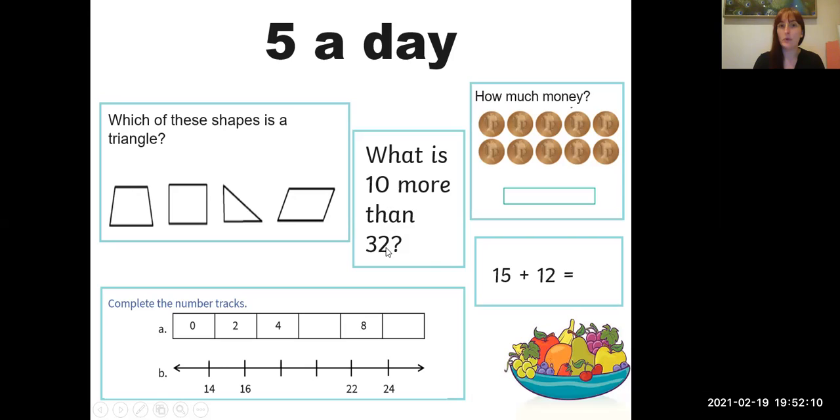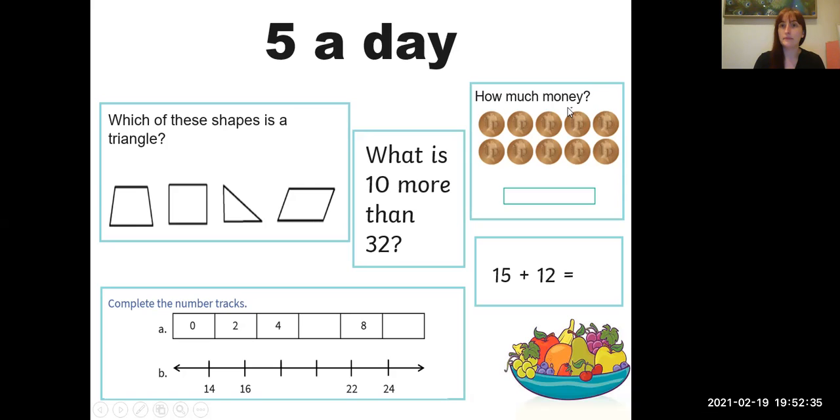What is 10 more than 32? We did one similar to this the other day, didn't we? We've already got 3 10s and 2 1s. We don't need to worry about the 1s so much. They're going to stay the same. We're going to add another 10. So 3 10s and another 10. So 32, 42. The answer is 42.